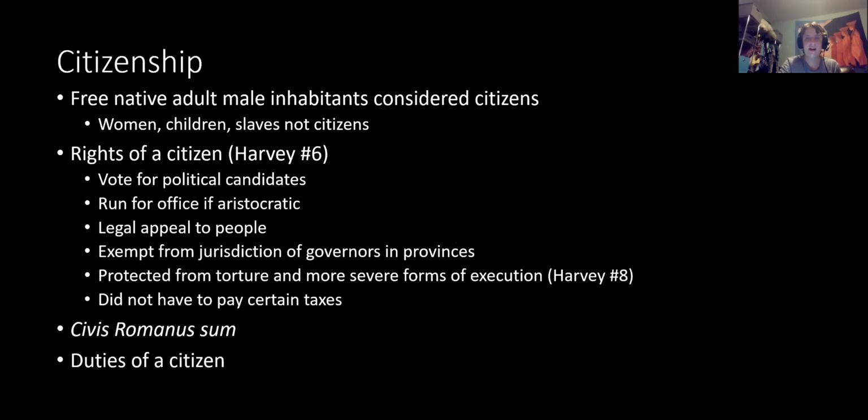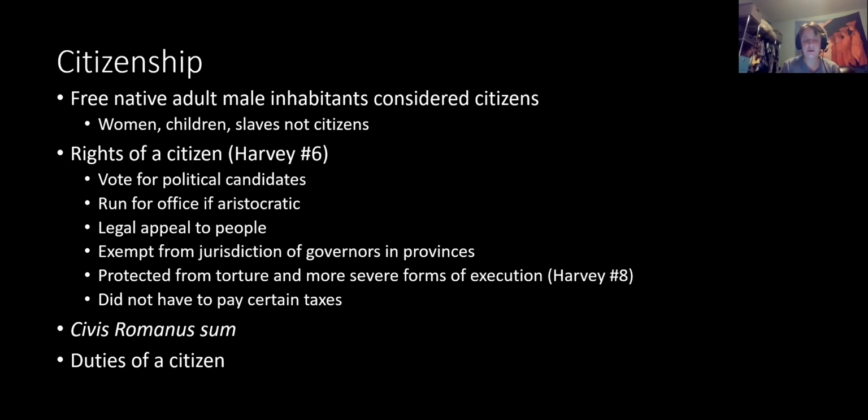First, let's look at how the Romans divided themselves by citizenship status. When it came to citizenship, only free adult male inhabitants of Rome were considered citizens. This means that women, children, and slaves were not citizens and did not have the rights of a citizen. And being a Roman citizen carried many important rights, as Harvey selection number 6 tells us.